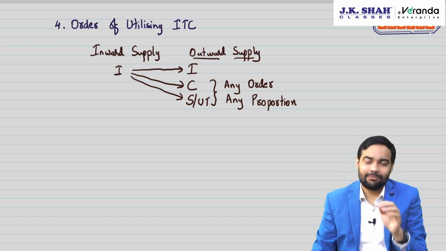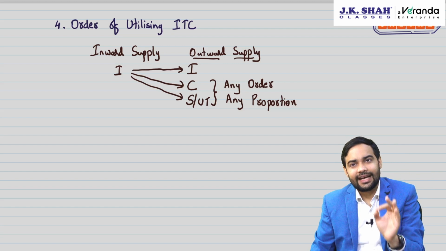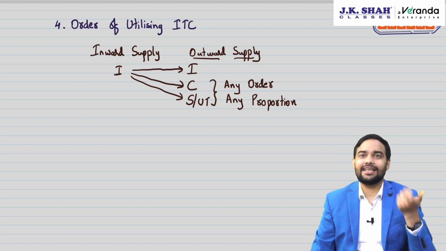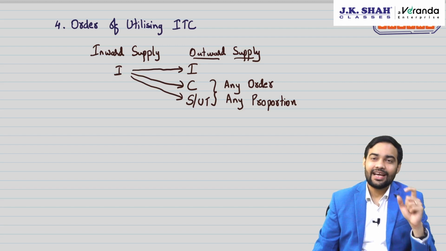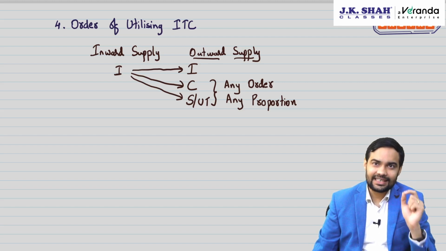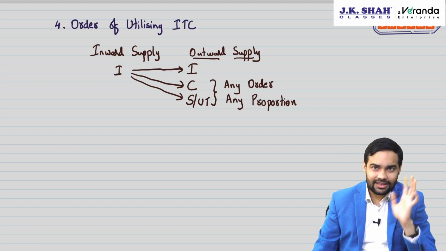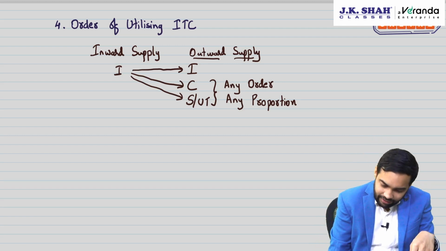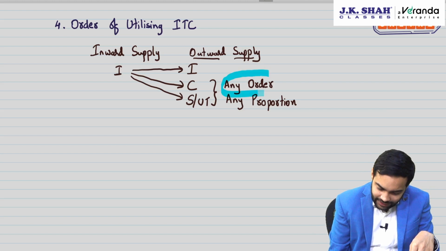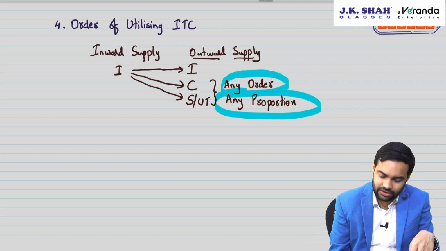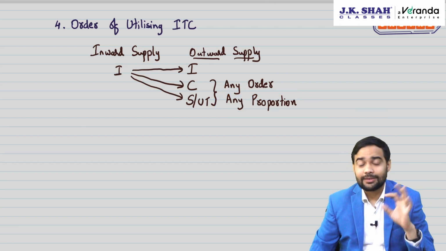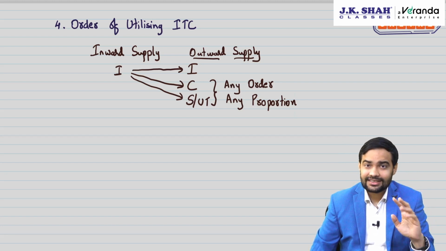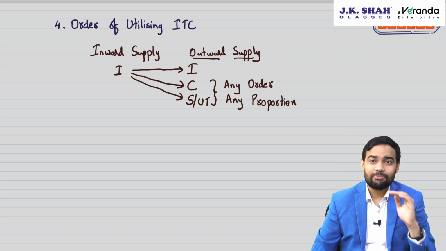Don't forget the aim. The aim is to make the taxpayer pay less tax. Now, how can that be achieved? That can be achieved only when you utilize IGST correctly. When you use I with I, you have to use it by default. Then you have this provision called any order, any proportion. When it says any order, any proportion, it is left to your discretion, and you will have to use it to pay the minimum tax.